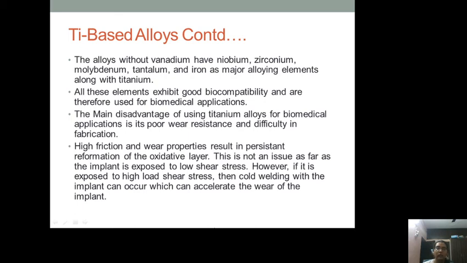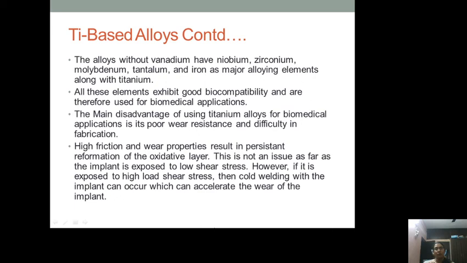One of the major disadvantages of using titanium alloy for biomedical application is its poor wear resistance, and it is difficult to fabricate basically. When I say poor wear resistance, it is not very prudent to use it for making joint heads, because high friction and wear result in persistent deformation of the oxidative layer. So ultimately the thickness of your material is going to reduce because it is wearing out and a new oxidative layer is forming. The thickness of the material is going to get compromised.